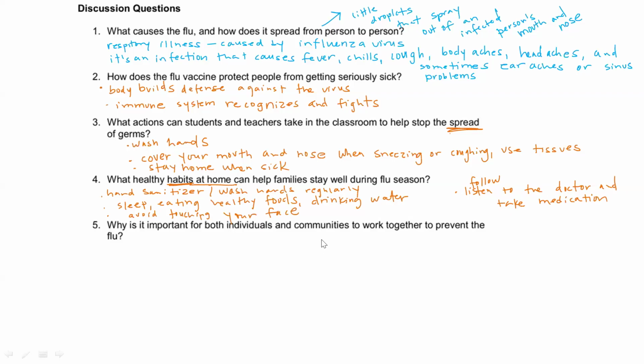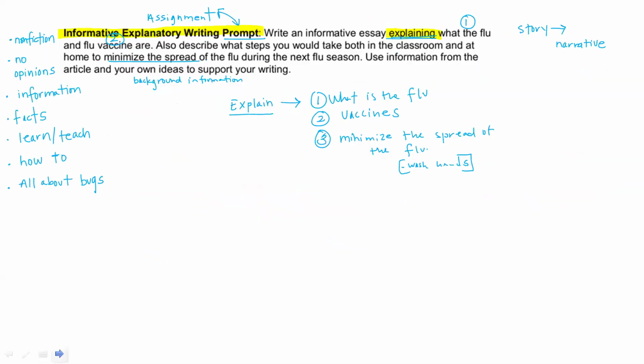Okay. Let's see, what else do we have? Why is it important for both individuals and communities? So that's just you. The community is the group, right? All of us to work together to prevent the flu. If we work together, we can reduce the spread, right? So you have here a lot of information that you can organize and explain for your essay. So let's talk about this. And do we have an extra page here?